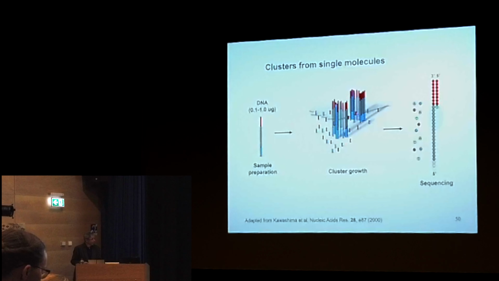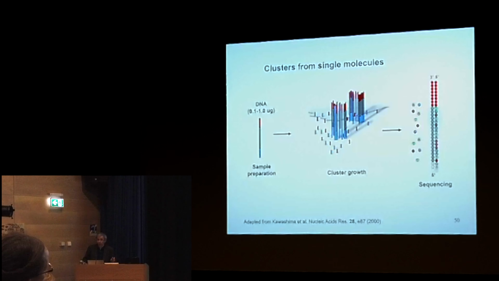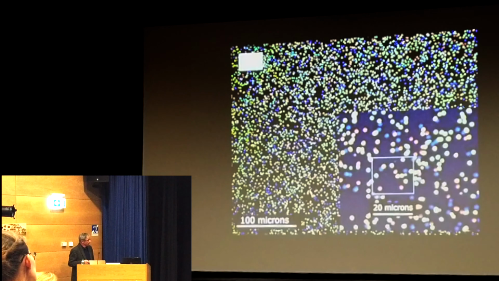So we're going to come in with our color-coded bases. We're going to measure the color. We're going to remove the fluorescence, remove the termination, repeat the process, do this again and again and again. And the idea is that we only have to sequence 25 bases in order to map uniquely back onto the human genome. So what this looks like is all these different color spots.